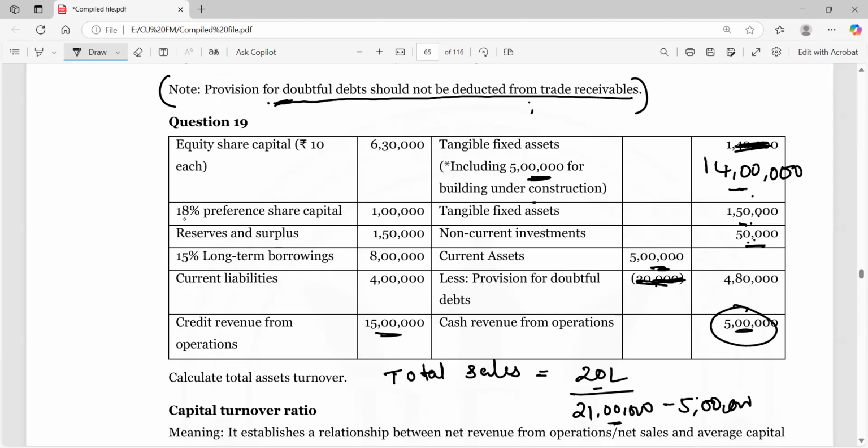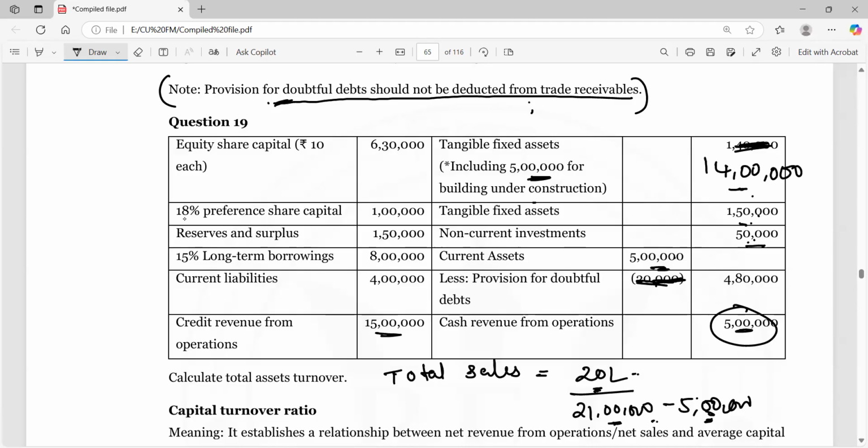Did you all understand why we are subtracting 5 lakh? Any doubt in this? This 20 lakh rupees of revenue is generated without this 5 lakh rupees, because that 5 lakh rupees of building is still under construction. So this numerator does not include this 5 lakh. So ignore it from the denominator also. That's all for consistency. Any doubt? Clear?